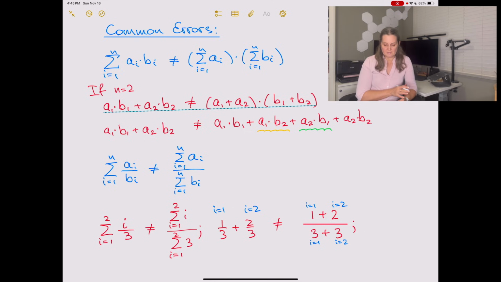On the right side, however, in the numerator, the sum of i's as i changes from 1 to 2 is the sum of 1 and 2. In the denominator, we have the sum of 3's as i changes from 1 to 2, so it's 3 plus 3. Clearly, on the left-hand side, 1/3 plus 2/3 equals 3/3, or 1. On the right side, we get 1 plus 2, which is 3, divided by 3 plus 3, which is 6. 3 divided by 6 is a half. 1 is not the same as a half. So, there is no property that will allow us to break the sum of a quotient as a quotient of the sums.